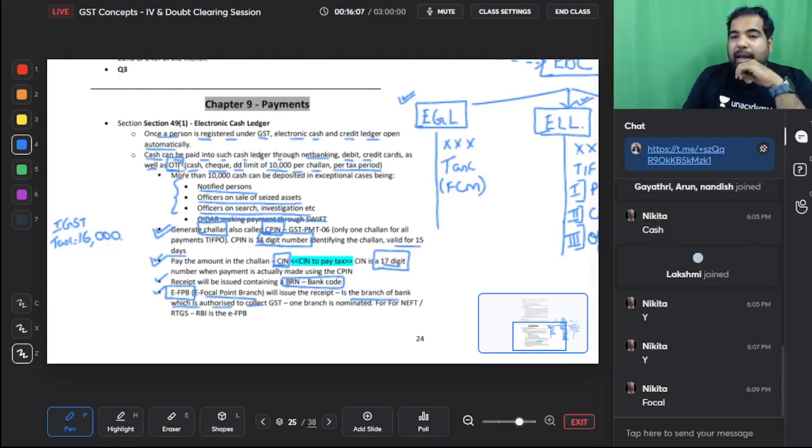And then, guys, in case of NEFT and RTGS transactions, the e-focal point branch is RBI. So whenever you pay through NEFT or RTGS, RBI will collect the money for the government.